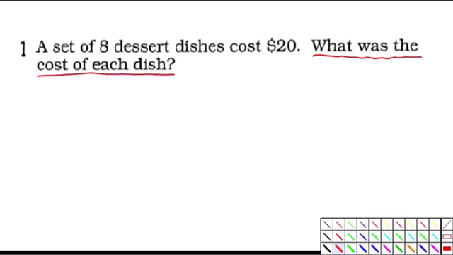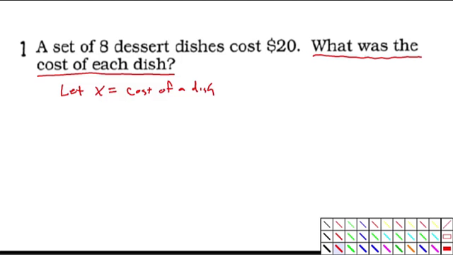So I'm going to write something down here. I'm going to say let x equal the cost of a dish. Because that's what we're trying to figure out. We're trying to figure out, hey, how much does each dish cost? So I'm going to call that x, because I don't know what that is.